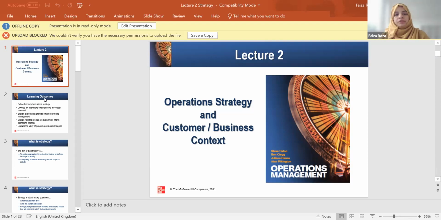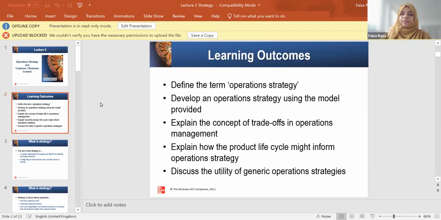So the learning outcomes for this session will be: define the term operations strategy, develop an operations strategy using the model provided, explain the concept of trade-offs in operations management, explain how the product lifecycle might inform operations strategy, and lastly, we will discuss the utility of generic operations strategies.